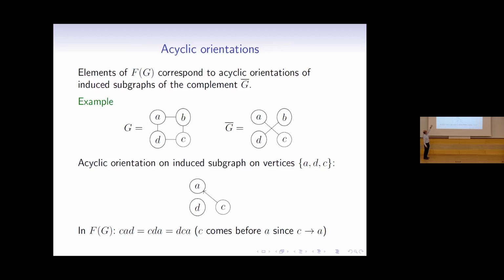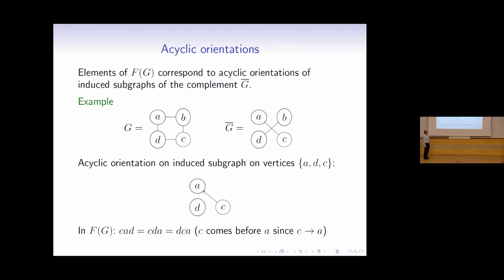Then you can prove that the solution to the word problem, the set of elements of this free partially commutative left regular band, are exactly in one-to-one correspondence with acyclic orientations on induced subgraphs of the vertices. So let's say I'm interested in A, B, and C, given those are the commutations.